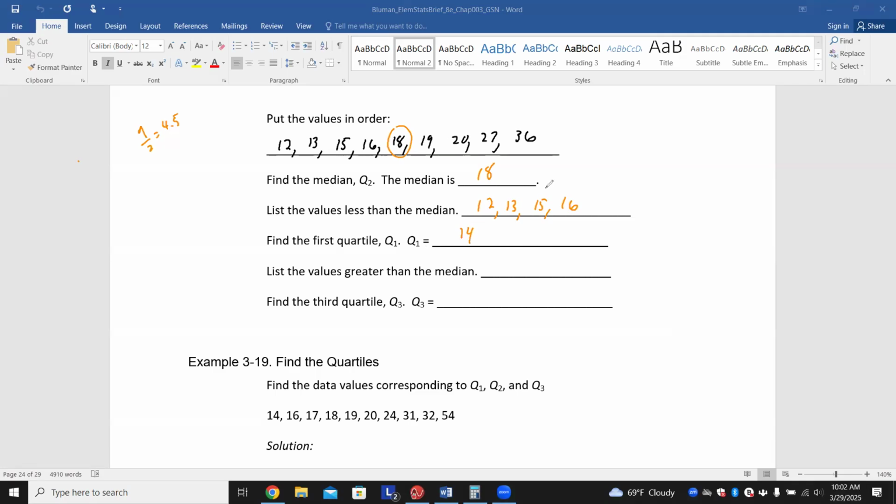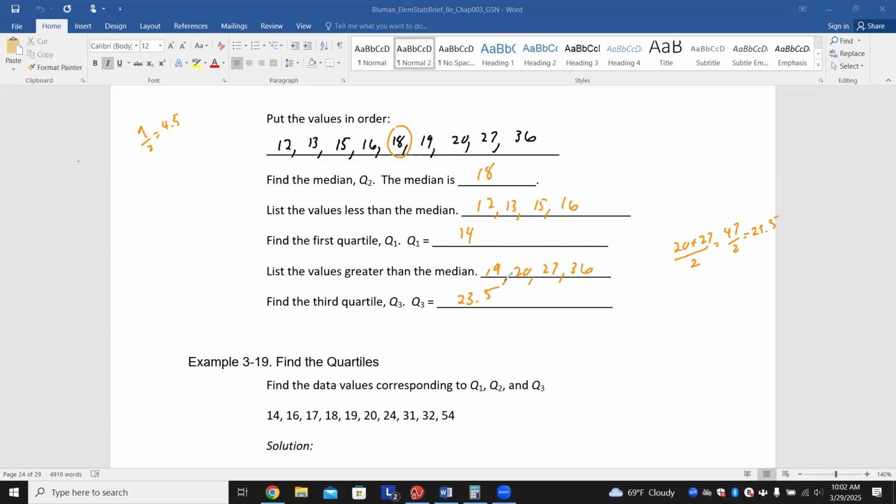Then we're going to do the same thing on the right side. So this is going to be 19, 20, 27, and 36. To find the middle number between 20 and 27, if you don't easily see it, remember you can do 20 plus 27 divided by 2. So 47 divided by 2. 46 would be 23, so this would be 23 and a half. So I see that my quartile 3 would be 23 and a half.